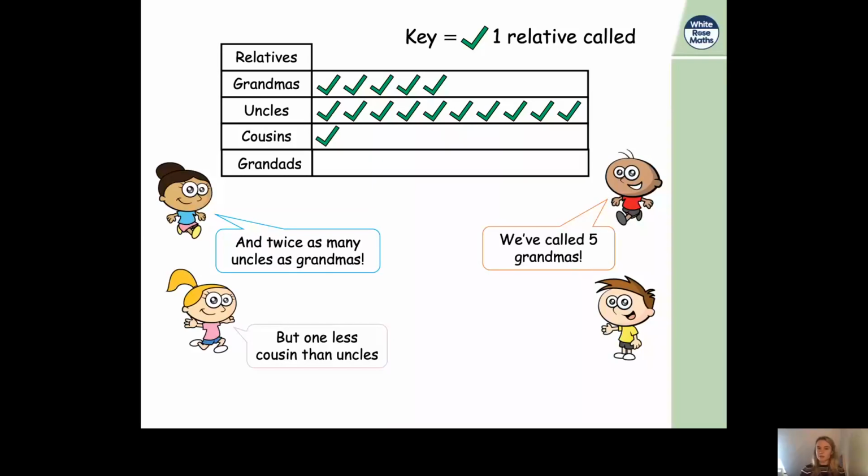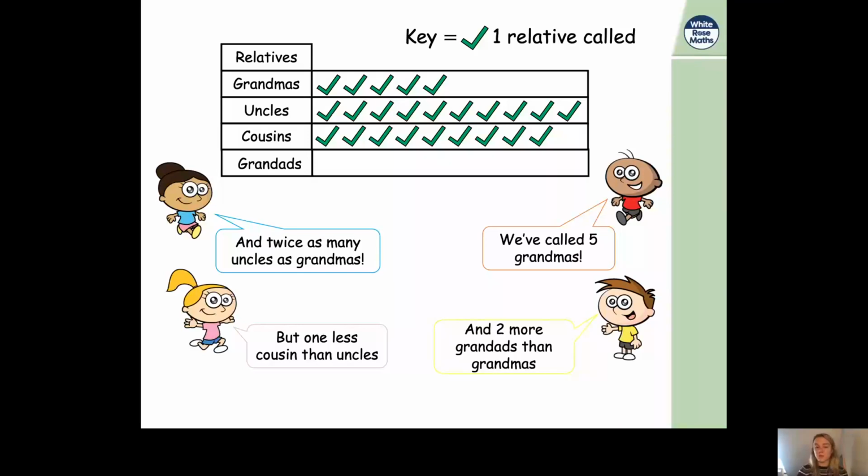Add your first tick to represent 1, second to represent 2 cousins, third to represent 3 cousins, fourth to represent 4 cousins, 5 to represent 5 cousins, 6 to represent 6 cousins, 7 to represent 7 cousins, 8 to represent 8 cousins, and finally 9 to represent 9 cousins. Fantastic. So let's see what the last boy has to say.